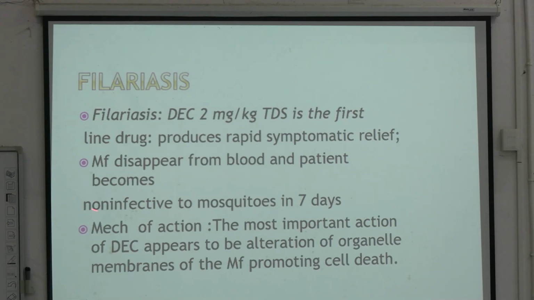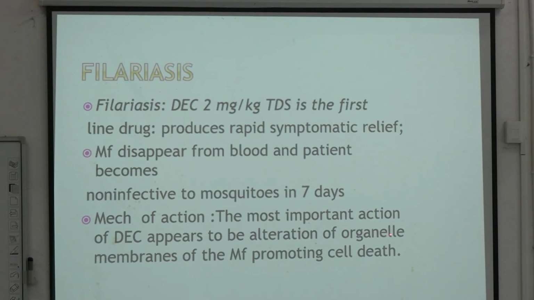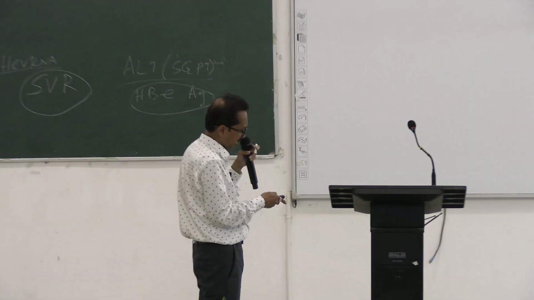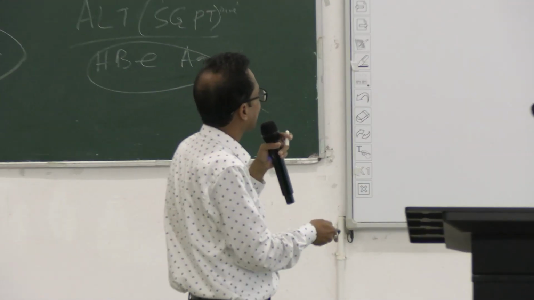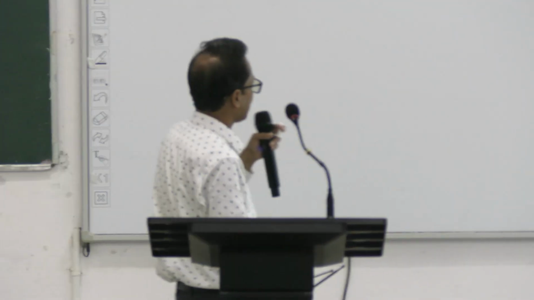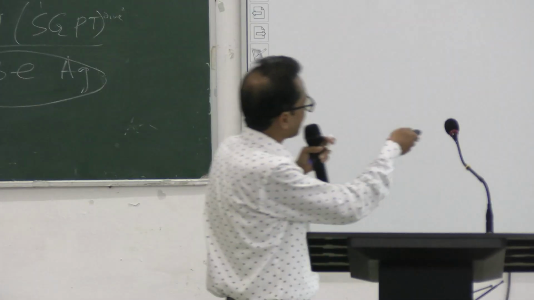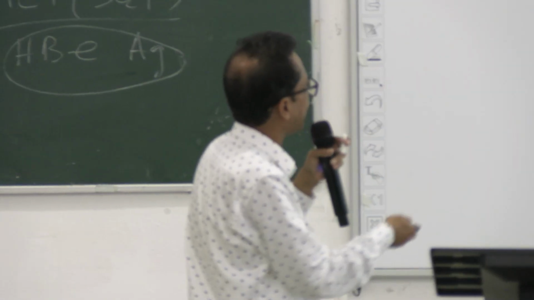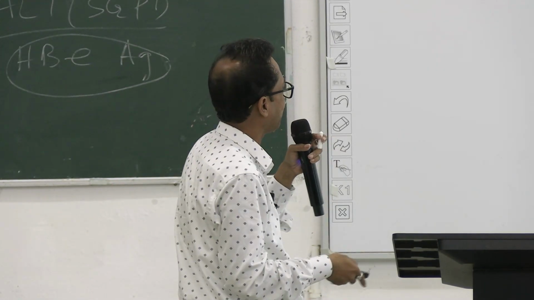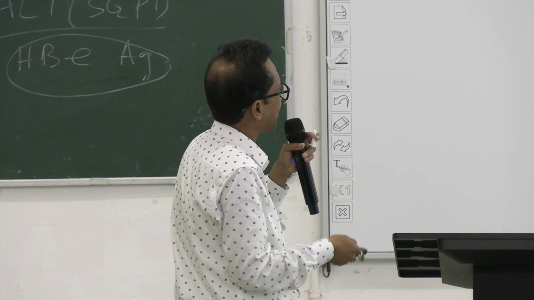Microfilariae disappear from the blood in 7 days. The most important action appears to be alteration of the organelle membrane. So diethylcarbamazine, DEC, is the drug of choice for treatment of filariasis. Sometimes 12 days or 21 days are given. For other treatment of filariasis, albendazole is now being given for 21 days, and ivermectin is another alternative choice.